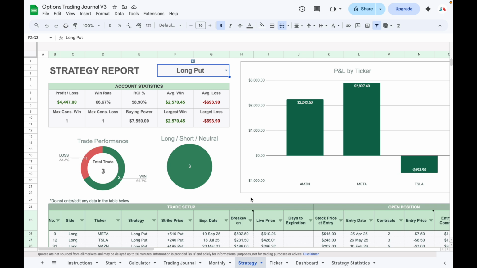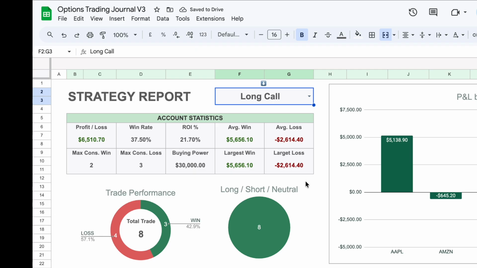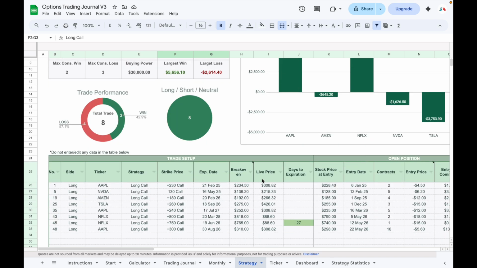Next, the strategy tab gives you an overview of the performance of each strategy. First, select the strategy name from the drop-down list. The account statistics here will show the key metrics such as total profit and loss, win rate, ROI percentage, average win and loss, maximum consecutive win and loss, buying power use, and largest win and loss when trading using the strategy. The charts and graphs here display the trade performance and the P&L by ticker. The table here shows all trades entered for the selected strategy.